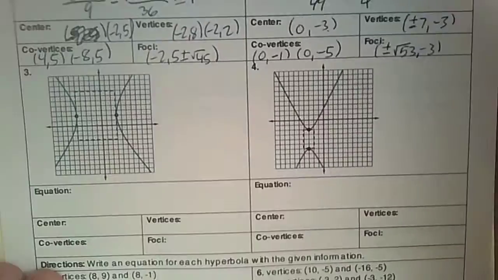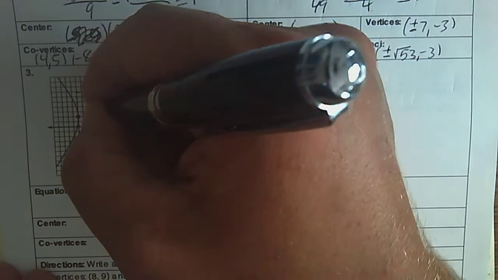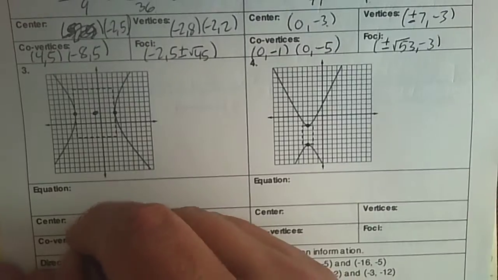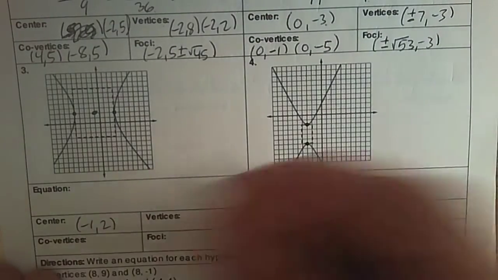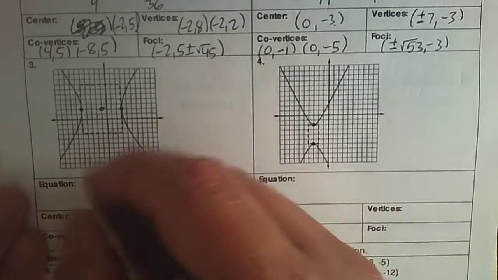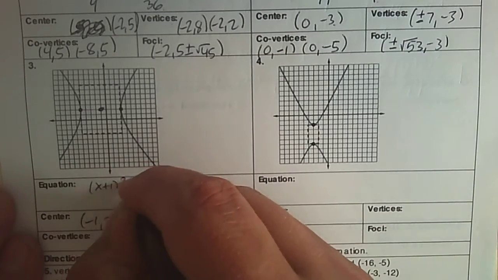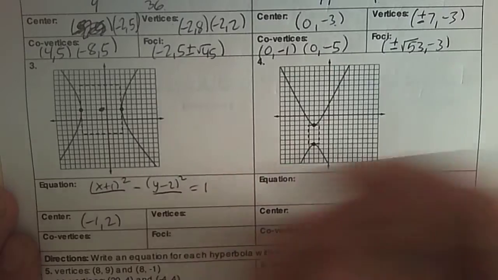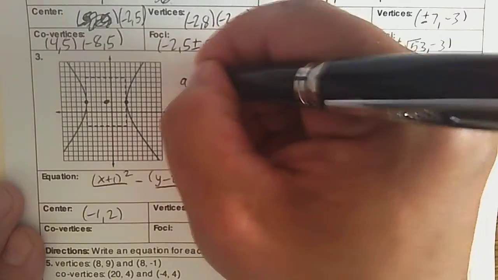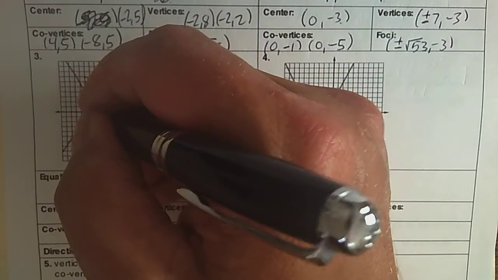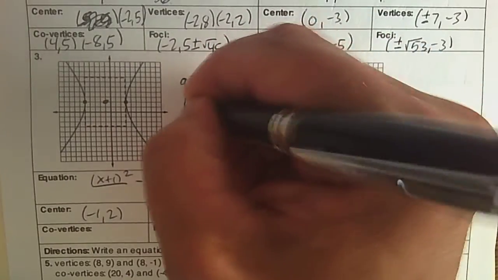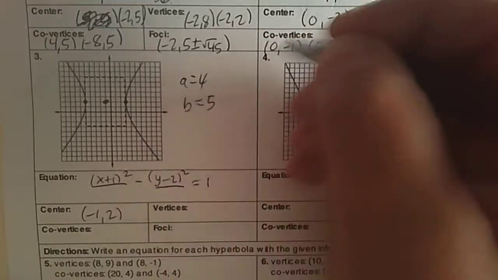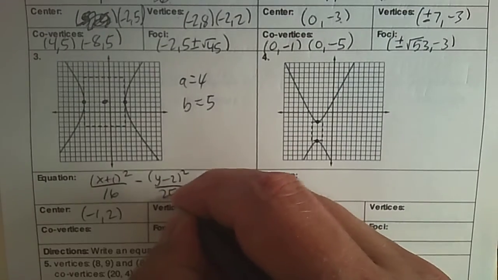Number 3, find the center. There it is. And the center is at -1 and +2. This is horizontal. So we start with x plus 1 squared, subtract y minus 2 squared, equal to 1. What's my a and b? So my a, the distance to the left, that's 4. B, my distance from the center and count up, that's 5. So that's 16 and 25.